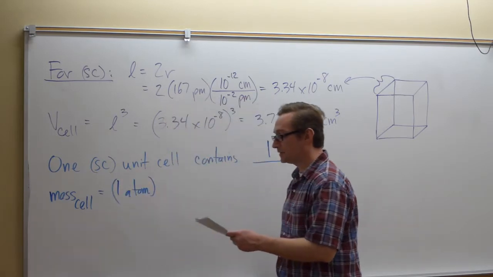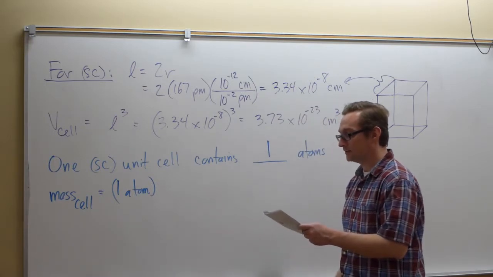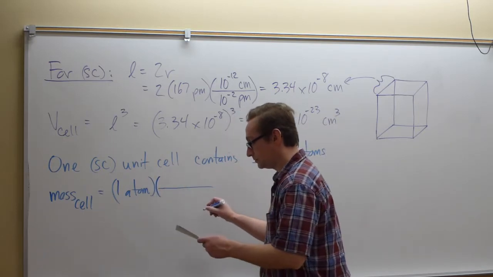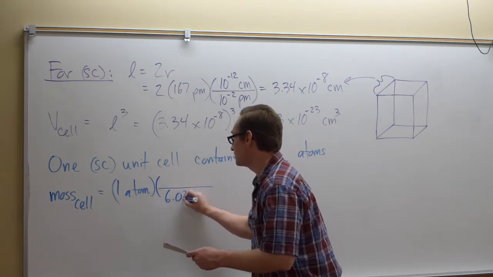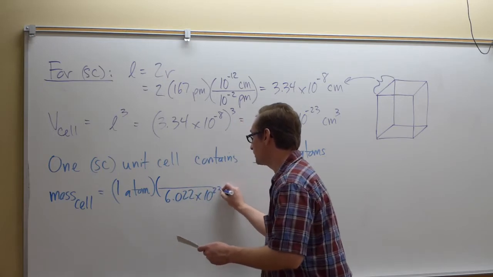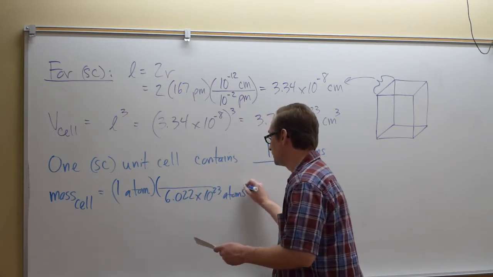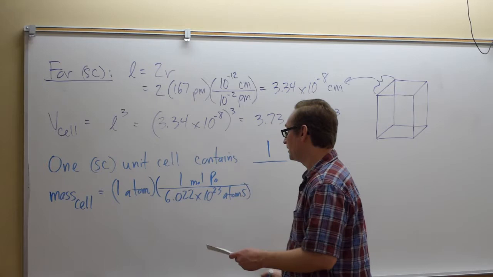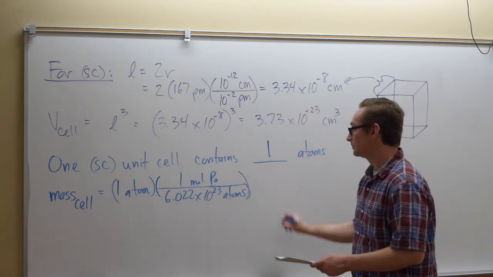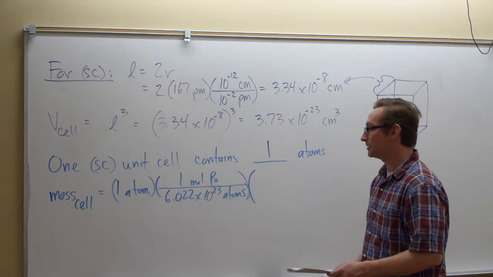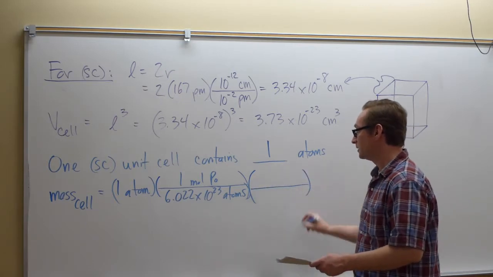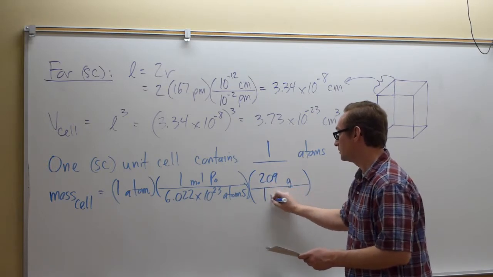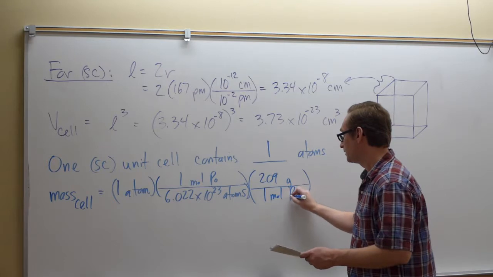is equal to one atom. And how do we get from atoms of an element to grams of an element? So we have 6.022 times 10 to the 23rd atoms for every 1 mole of Po. And how would we get from moles back to grams? Molar mass, right? So polonium has a molar mass of 209 grams per 1 mole of Po.